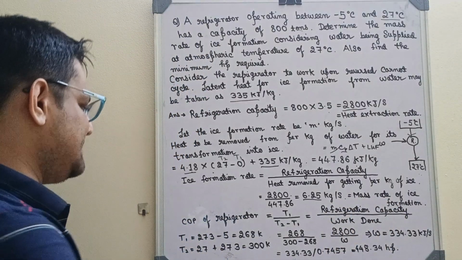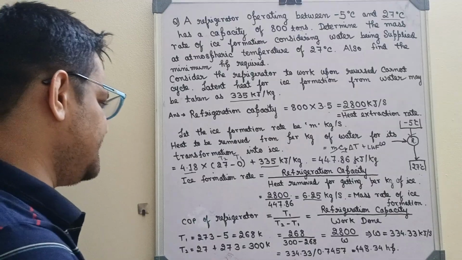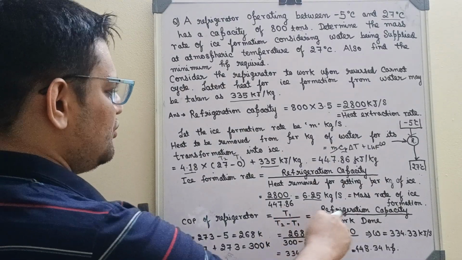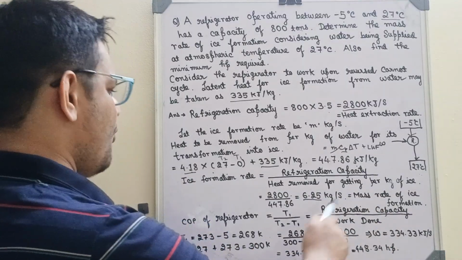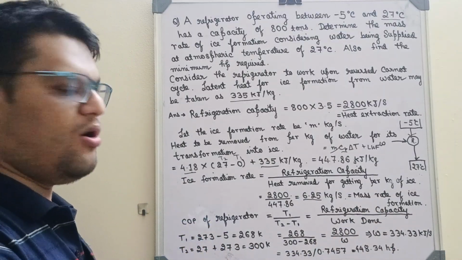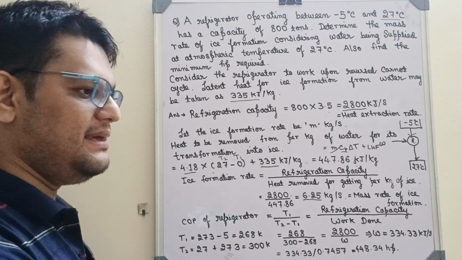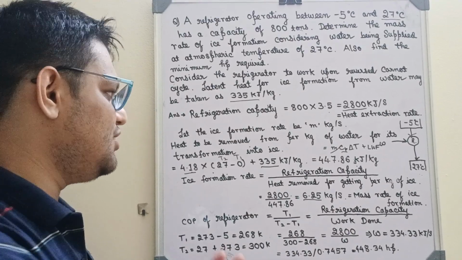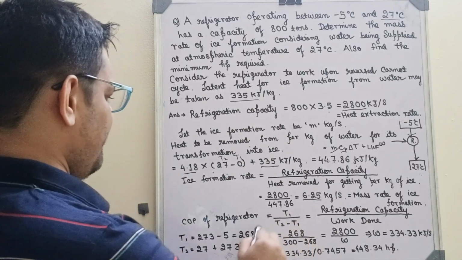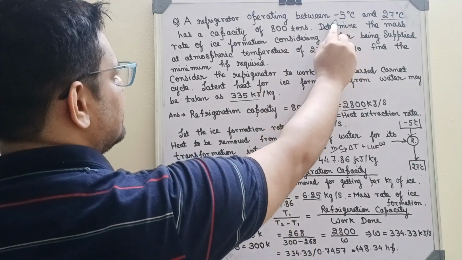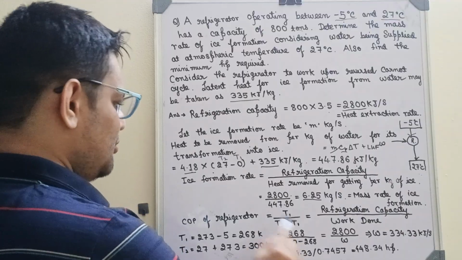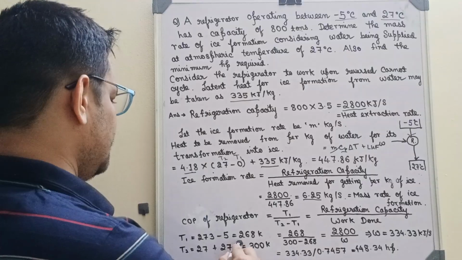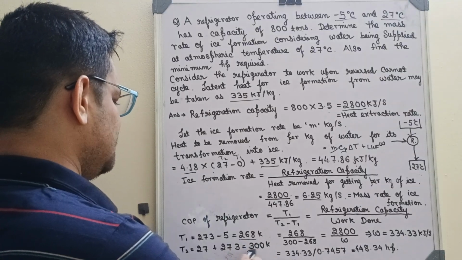So now we will calculate the COP, the coefficient of performance of a refrigerator, that is T1 divided by T2 minus T1, which is also equal to refrigeration capacity divided by work done. What is the work required to convert the water into ice, so that the water can solidify into ice? Here we have the two temperatures, 5 degrees Celsius and 27 degrees Celsius. We have to convert them to Kelvin by adding 273. So T1 becomes 268 Kelvin, T2 becomes 300 Kelvin.